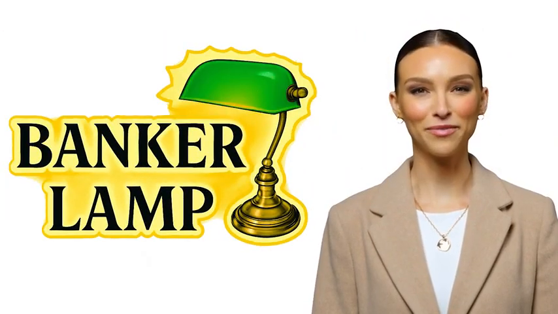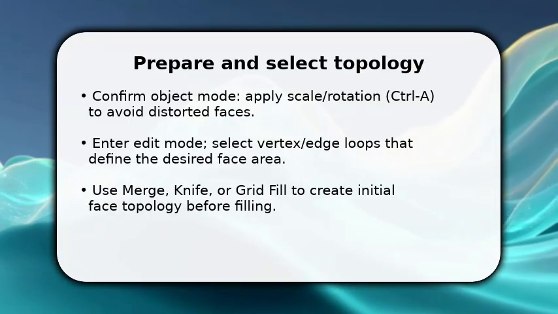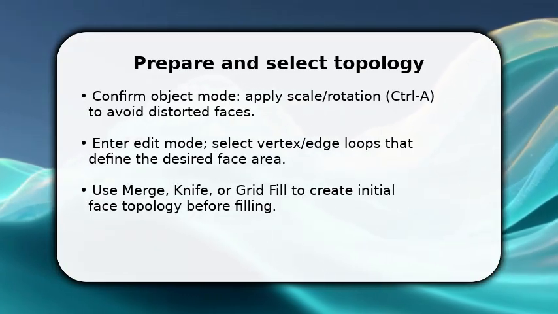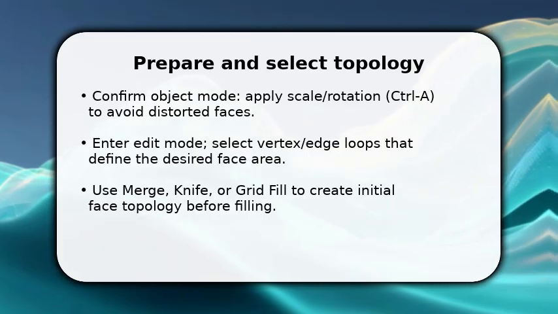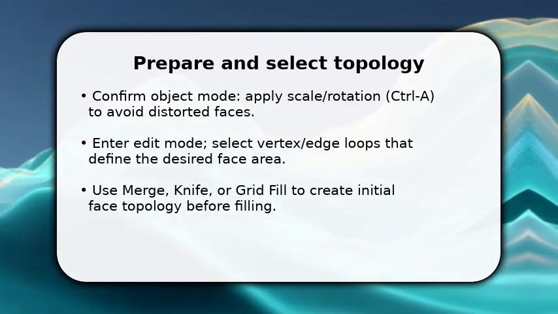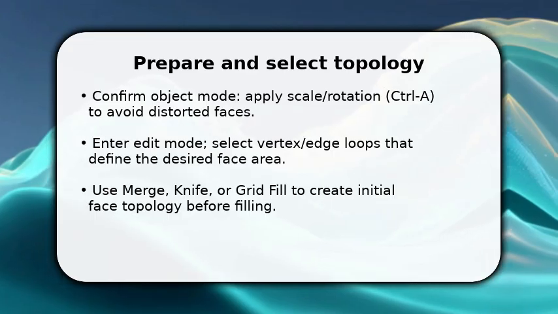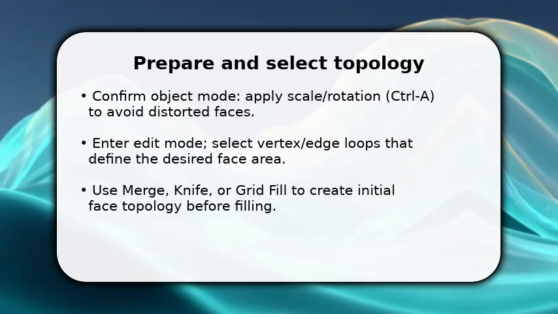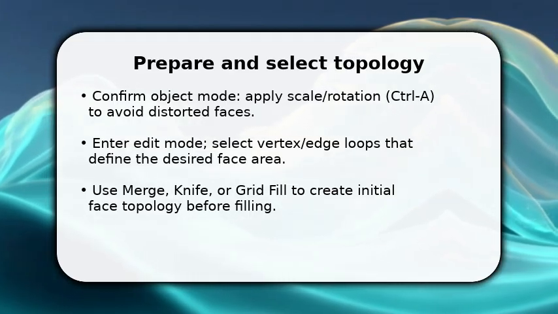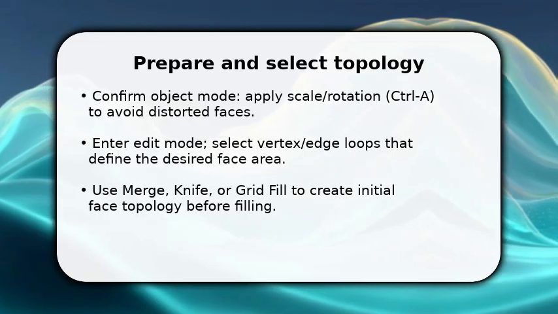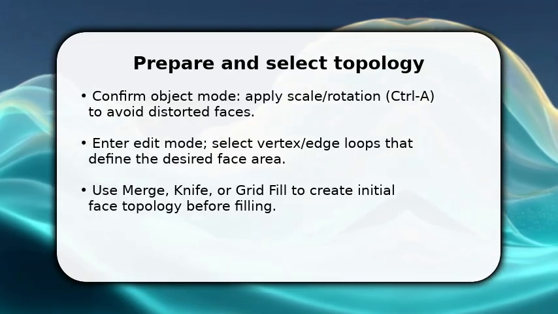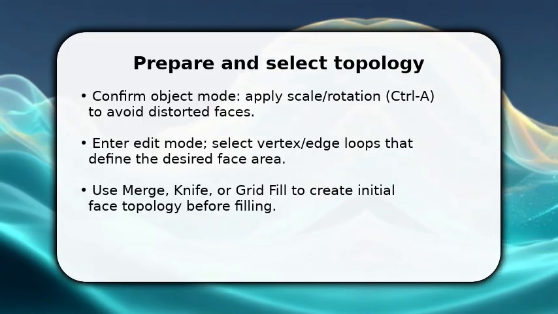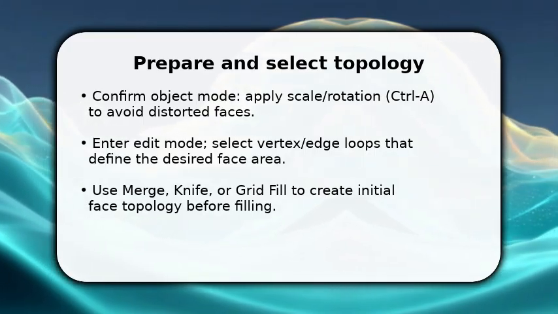Please enjoy the video. You start by making the mesh predictable. Apply scale and rotation so faces behave consistently. Once done, enter edit mode and select the vertices or edge loops that bound the region where you want the new face. Use merge at center for collapsed points or the knife tool to cut a clean outline. Grid fill works when you have a quad-like border. This first step sets clean topology and prevents non-manifold results, so you avoid problems later when filling and smoothing.